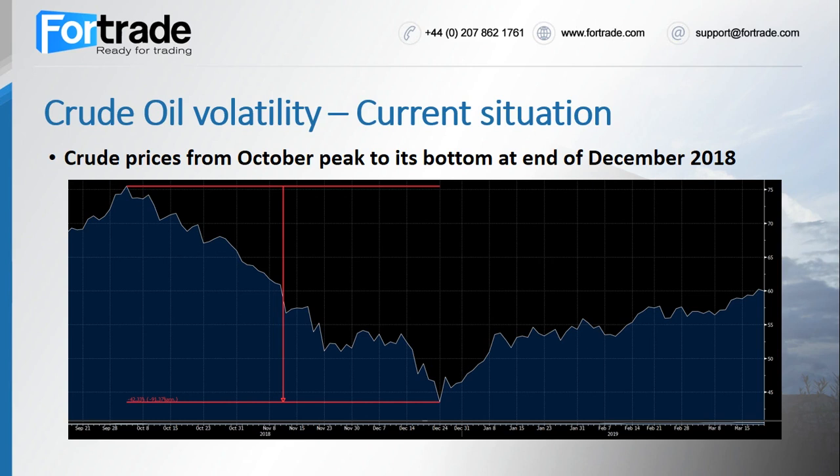So let's take a look at the last volatile 6 months or so. On this chart we can see how crude hit a 3-year high in October 2018 of 75.84 before crashing to its lowest level of 42.71 since June 2017 on December the 24th. This was a staggering fall of 43%.